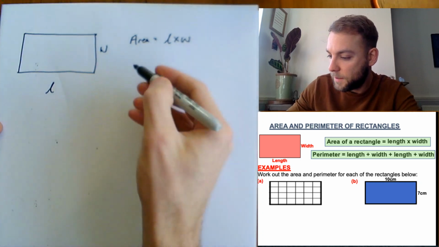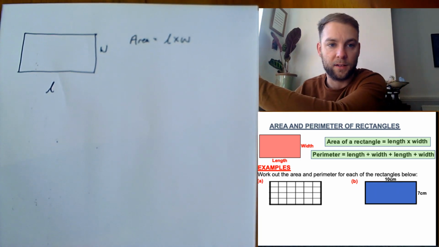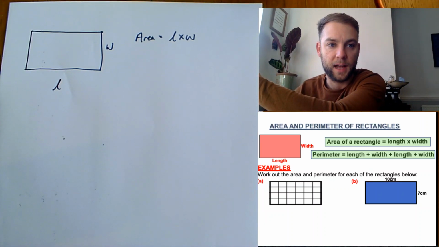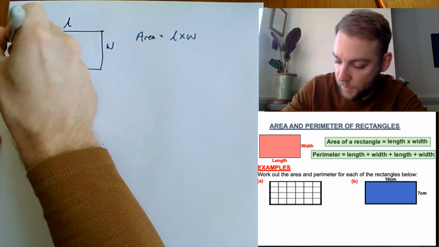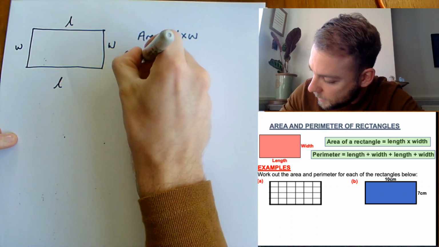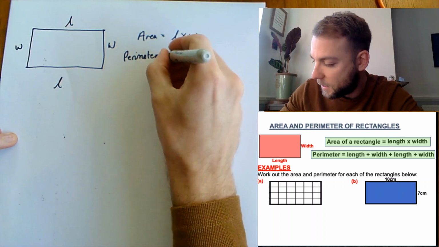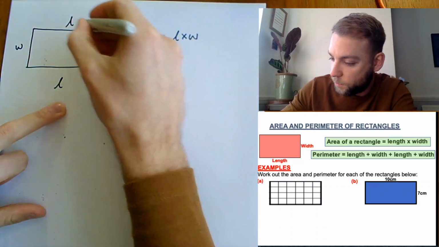Now, the perimeter, in this case, is the distance all the way around the outside. Okay, the perimeter is this distance all the way around the outside, so it's going to be this length here, this width here. So the perimeter of these shapes is equal to this length plus the length, so length plus width plus length plus width.